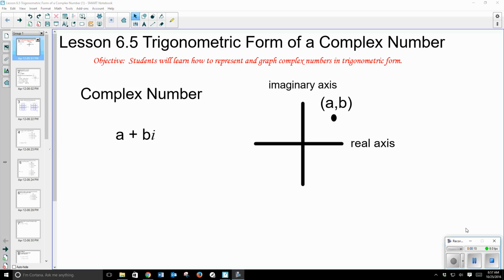A complex number is a plus bi. A is the real part, b is the imaginary part. We have an imaginary axis that we'll put on the y-axis, the real axis on the x-axis, and then you can plot the point using a and b. A would be how far out left or right you would go on the real axis. B would be how far up or down you would go on the imaginary axis.